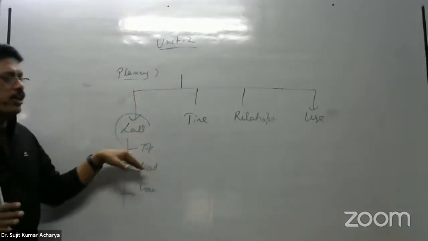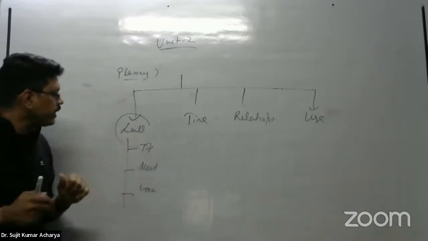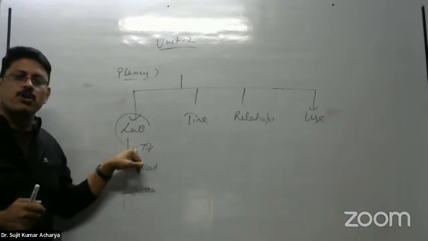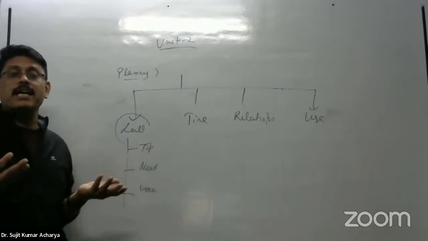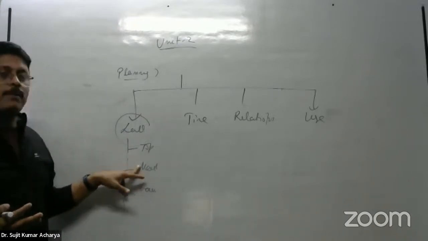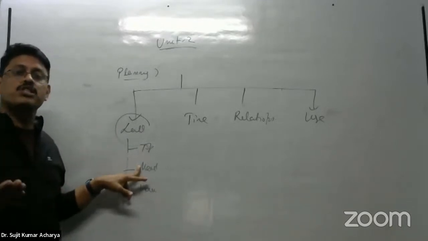Now from the level point of view, the planning is of 3 types. We can say one is top level planning. The person who is at the top basically goes for a certain kind of planning. The person who is in the middle also goes for a certain kind of planning.